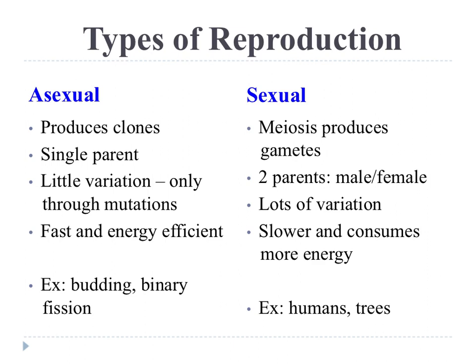And then we have sexual reproduction. This is where you're exchanging materials, you're exchanging DNA. This is what meiosis does. Meiosis is going to produce gametes. Gametes, remember, have half the DNA, and then the 2 parents are going to come together and mix their DNA. This results in lots and lots of variation, lots of different traits. It is slower and consumes more energy, though, than asexual reproduction. And this is how humans create more humans, and some trees also do this.